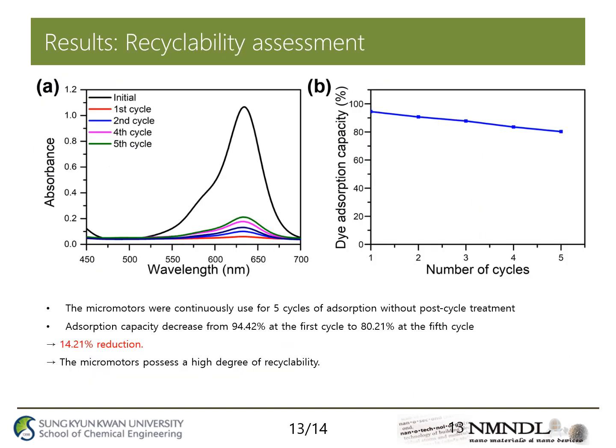And one key aspect of this system is its recyclability. So it has to be assessed. The micromotor was continuously used for 5 cycles of absorption without post-cycle treatment, and the absorption capacity decreased from 94.42% in the first cycle to 80.21% at the fifth cycle. So all in all, it's a 14.21% reduction after 5 cycles. So I concluded that this micromotor possesses a high degree of recyclability.